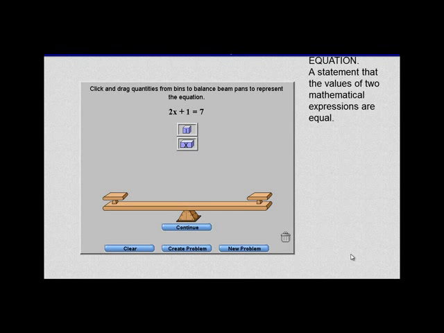Hi, let's talk about the concept of equation. When we talk about equation, it's a statement that the values of two mathematical expressions are equal. In other words, it's a statement of equality between two quantities. The two quantities are the left-hand side of the equation and the right-hand side of the equation.